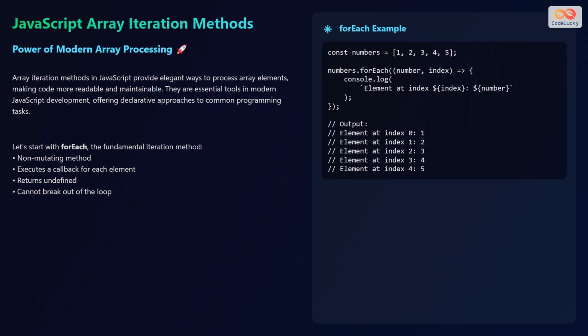We will begin with forEach, a fundamental iteration method. It's a non-mutating method, meaning it doesn't change the original array. It executes a callback function for each element in the array and returns undefined. Importantly, you cannot break out of a forEach loop.